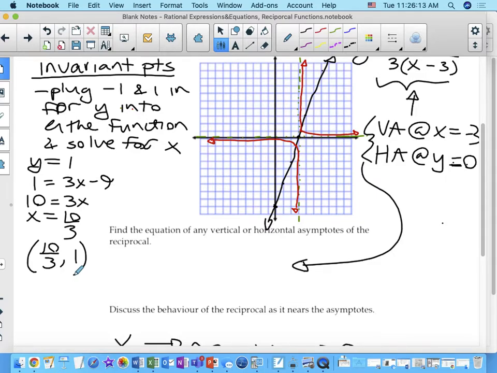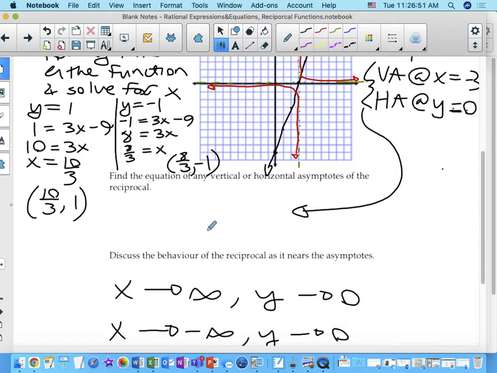And then when y equals -1, we have -1 equals 3x minus 9. So we're going to have 8 equals 3x, and we get 8 over 3 equals x. So the second invariant point would be 8 over 3, -1. That's like 2 2/3, which is right below 3, and -1. And that's the other one. So that's how you would find the exact coordinates of the invariant points.